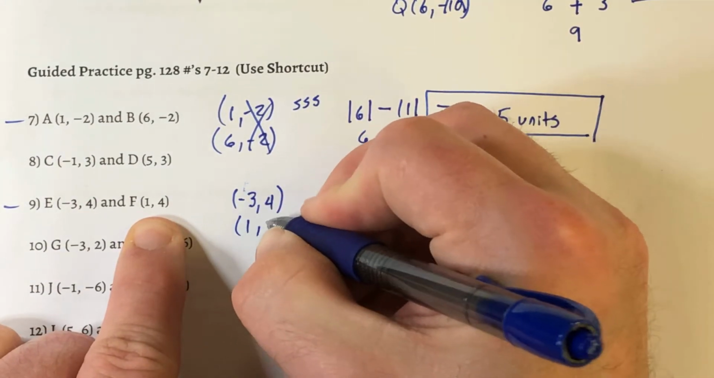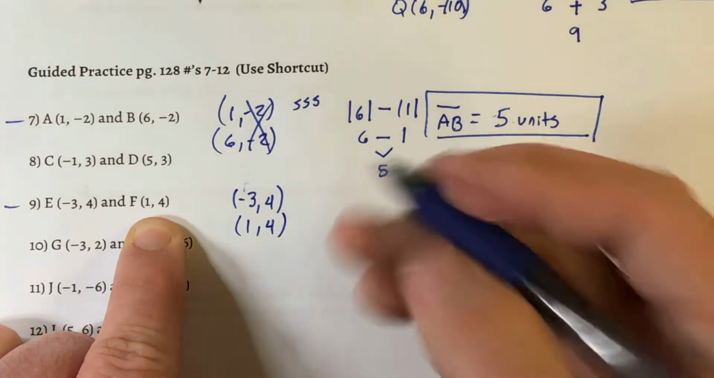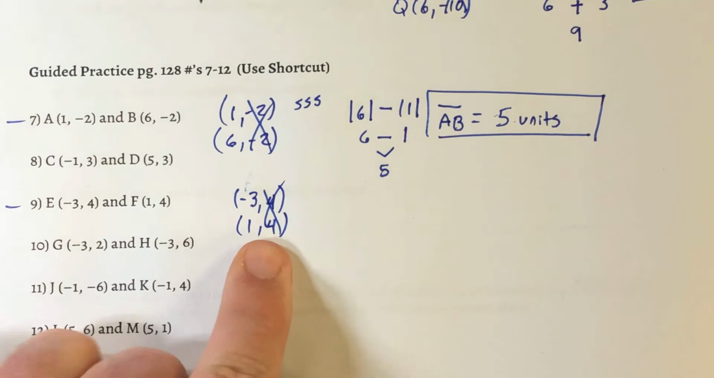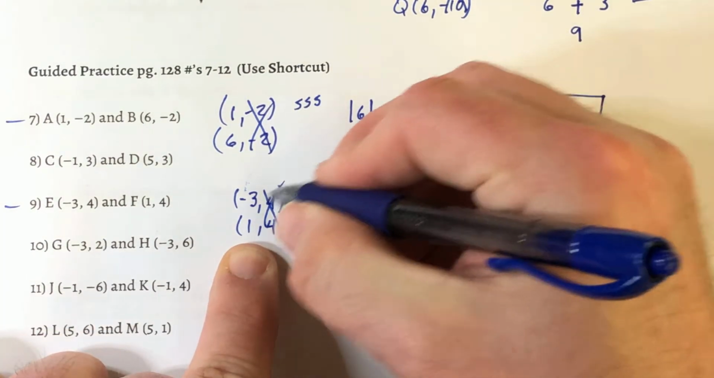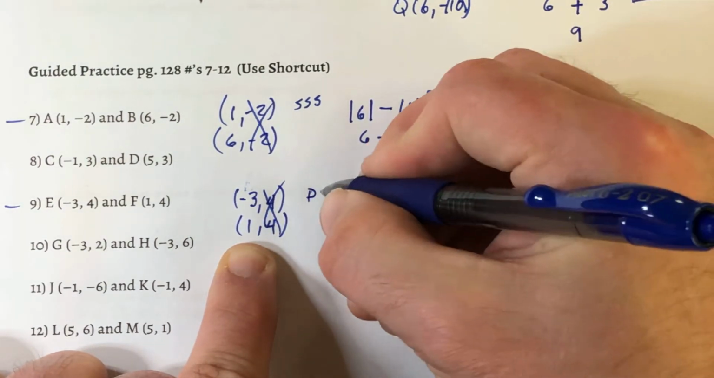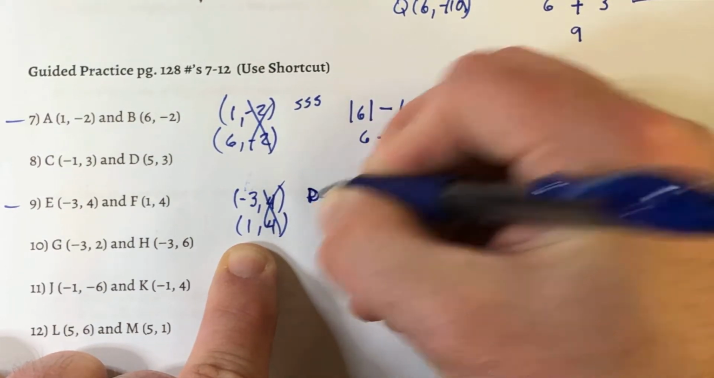F is at 1, 4. What's not identical? The x values. So negative 3 and 1. Do they have the same sign or different signs? One's negative, one's positive. So different signs, add.